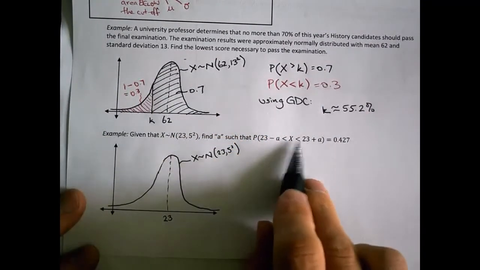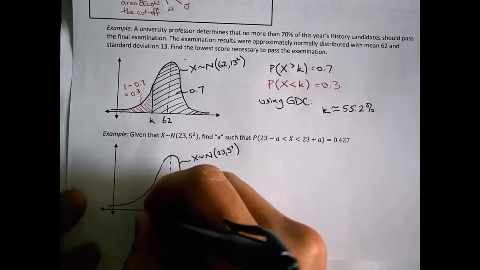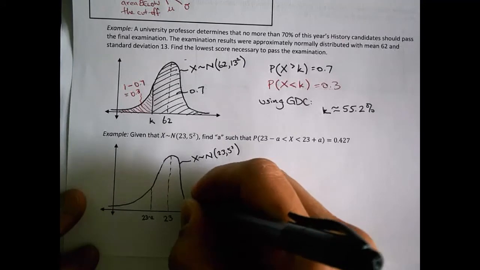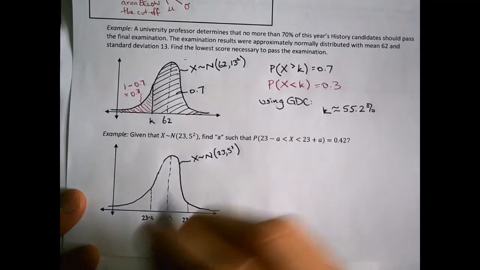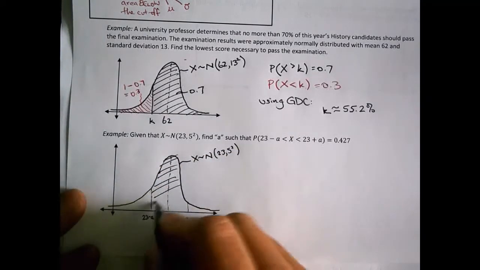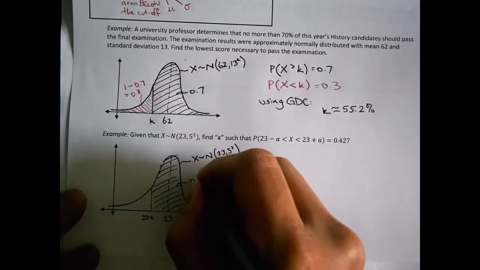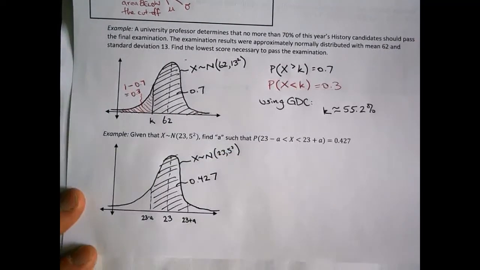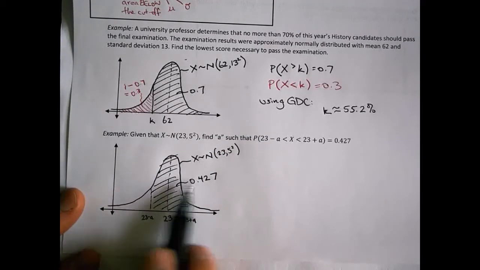And then we know that x is between 23 minus a. So I don't know what a is, but I know 23 minus a would be here. It should be a better drawing. 23 plus a is here. And I know that the area between the two is 0.427. So I've been given an area, so I need to work backwards to find my cutoff.